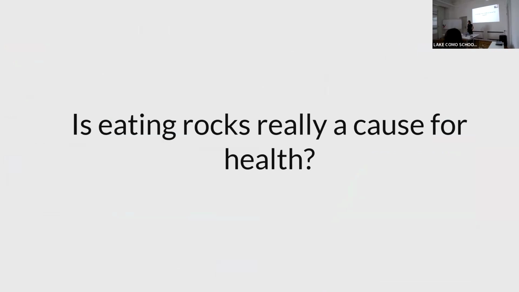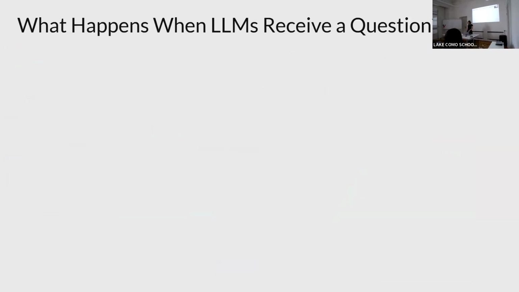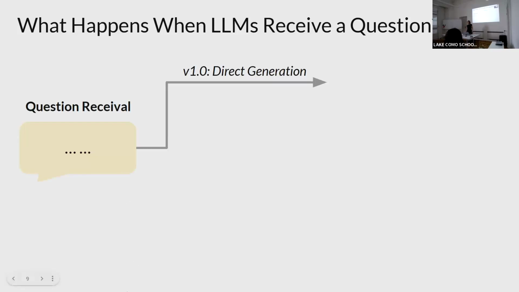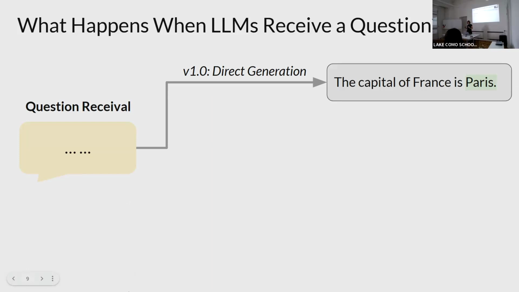So we really dive into this question of how can an LLM judge the right cause and effect, such as is eating rocks really a cause for health? So then we go back to, if we query these ChatGPT large language models, what really happens when it receives a question? There are 3 different types of modes. The first one is that it might directly generate an answer, such as if you ask the capital of France is what, and then it can autocomplete Paris. This type of thing is pretty reliable.